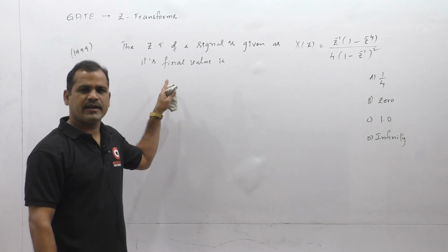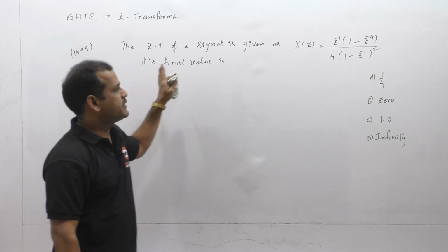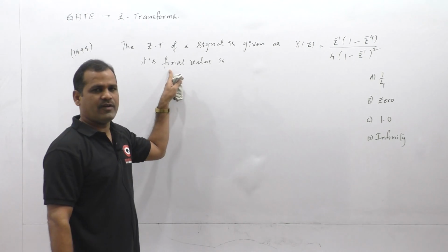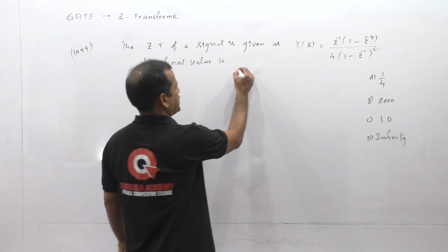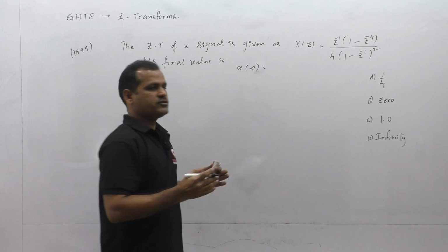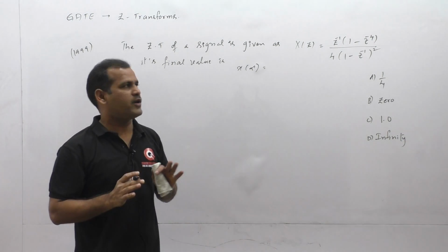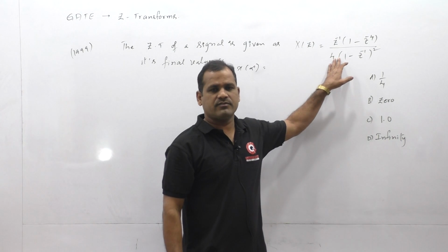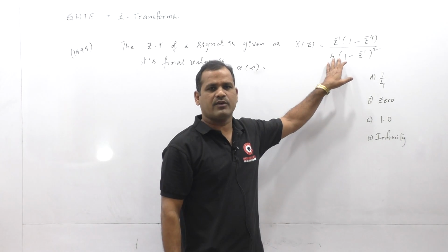This question was asked in GATE 1999, where X(z) is given as some expression and we need to find the final value of this X(z). So we need to find x(∞) here. Can we use the final value theorem here or not? We have to decide based on the condition whether all poles of X(z) are within the unit circle in the ROC or not.